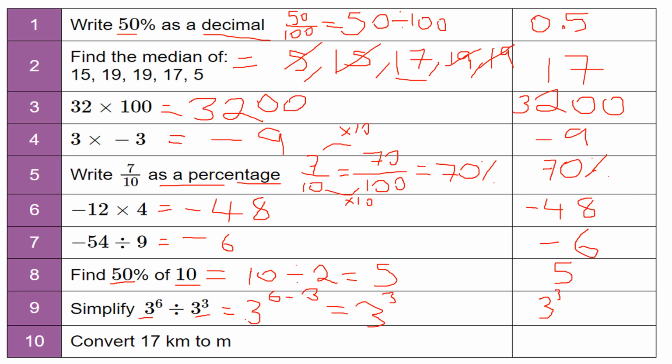Okay, question number 10, so last question for today's video. Convert 17 kilometers to meters. So kilometers to meters, I times it by 1,000. So 17 times 1,000 is going to equal 17 with 3 zeros. Okay, putting the little m sign for meters. So the answer is 17,000 meters. Okay, and that's my answer for question number 10.